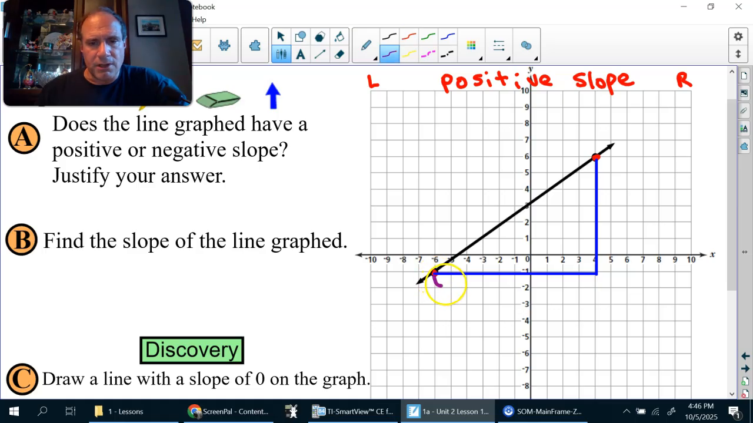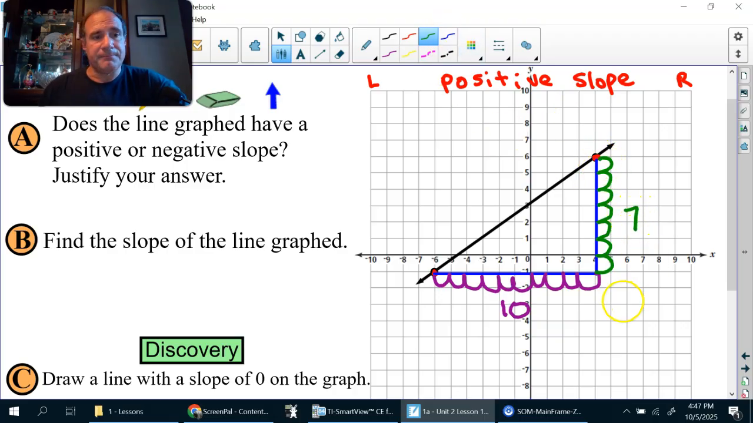So let's go ahead and count. We're just going to go 1, 2. We're counting lines. 3, 4, 5, 6, 7, 8, 9, and 10. So that's 10, and you put 10 there. Since you went to the right, that's positive 10. Now I'm going to count up. So from here, you ended up there. It's 1, 2, 3, 4, 5, 6, 7. Since you went up, it's positive 7.